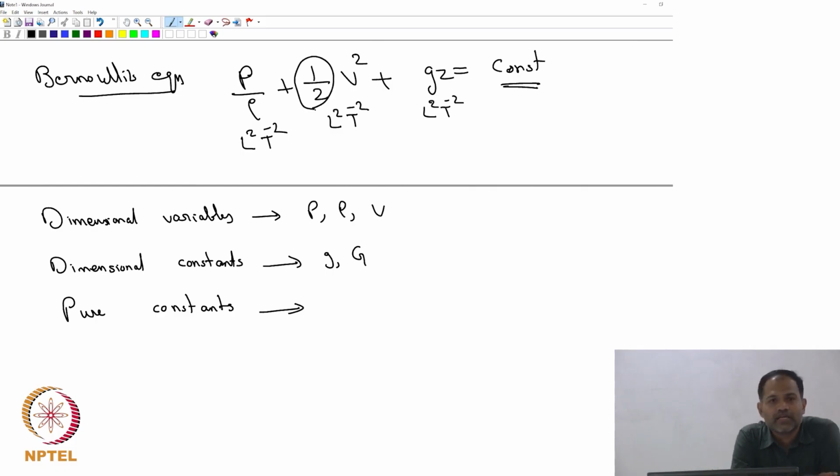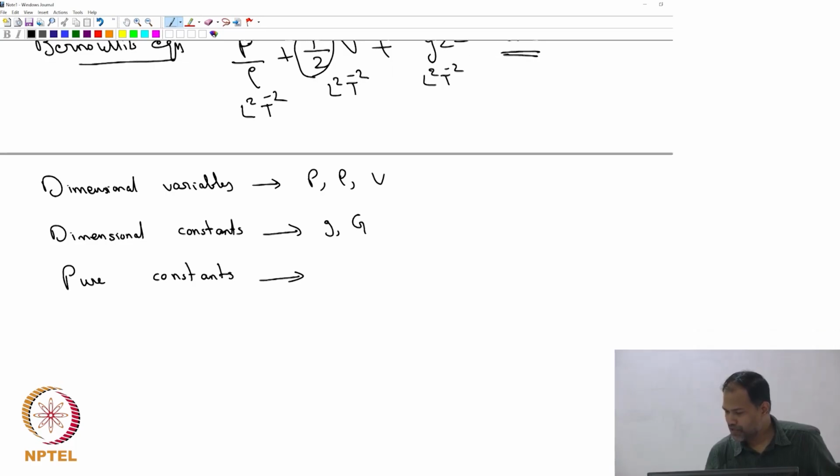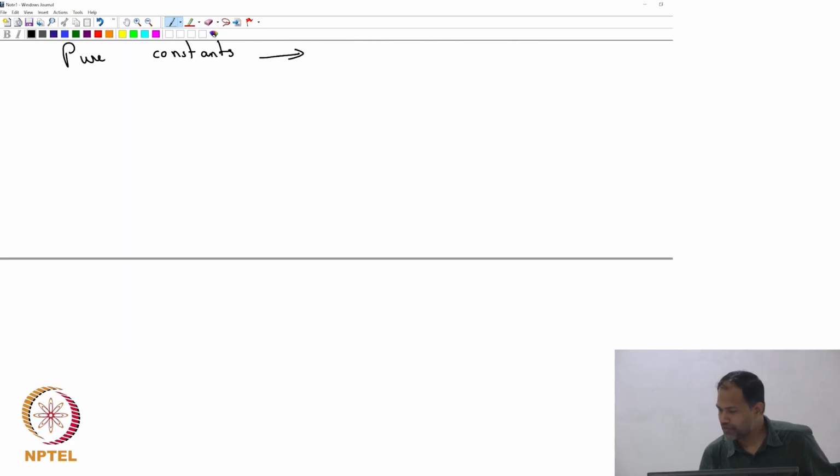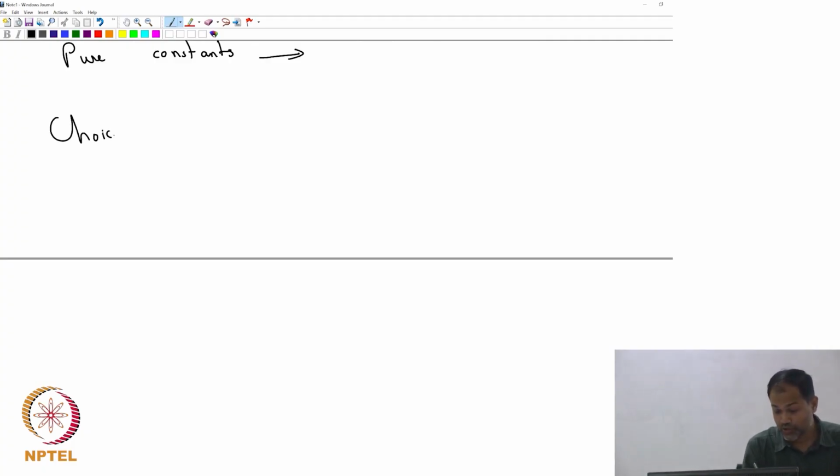Okay, so these are the three things that typically come up in an equation, and pure constants are something which we won't really have to worry about throughout the dimensional analysis, okay, because we would never worry about that. We would be worrying about dimensional variables and dimensional constants, things which have got dimensions. Okay. So now before doing it, we need to worry about one another thing, that is choice of variables, or choice of rather scaling parameters.